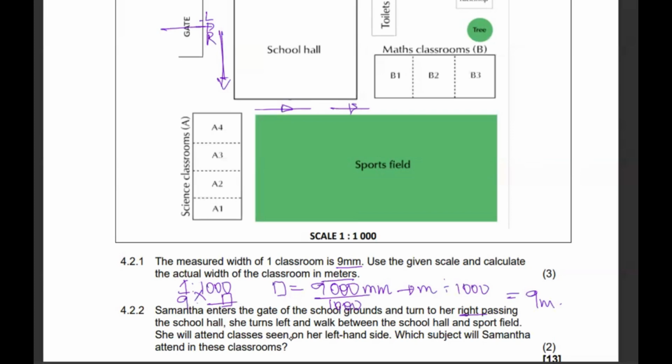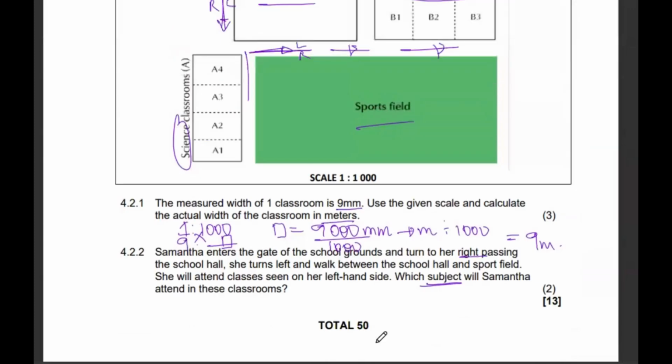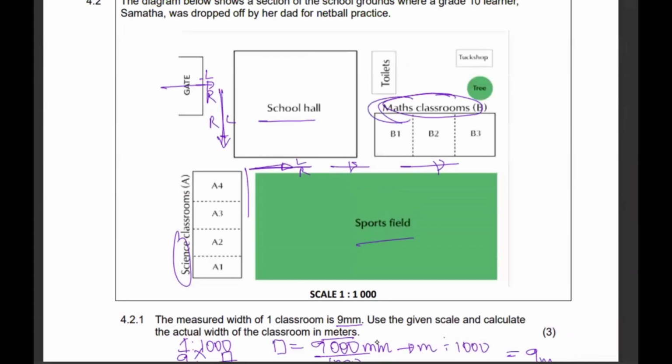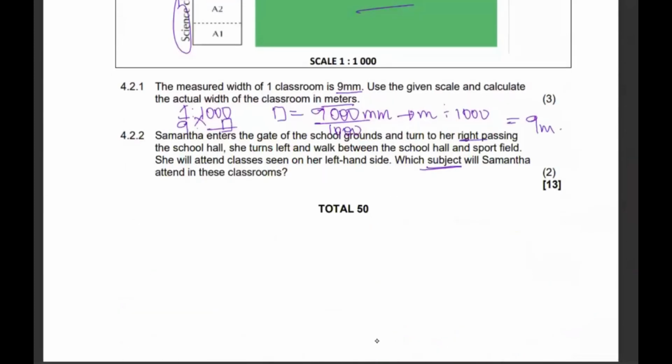She will attend classes seen on her left. As I told you, this is left, right. After turning like this, the only classrooms there are these ones. There are no other classrooms. If she had continued the other way, there would be the science classes. But she turned left between the school hall and the sports field. The question is, which subject, not classroom, will Samantha attend in this classroom? She will be here, and the subject taken in these classrooms is mathematics. Subject: mathematics. And this ends our paper.